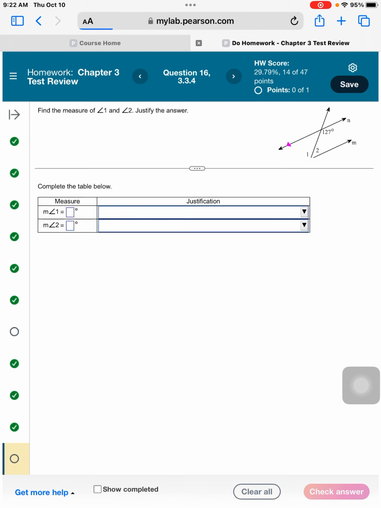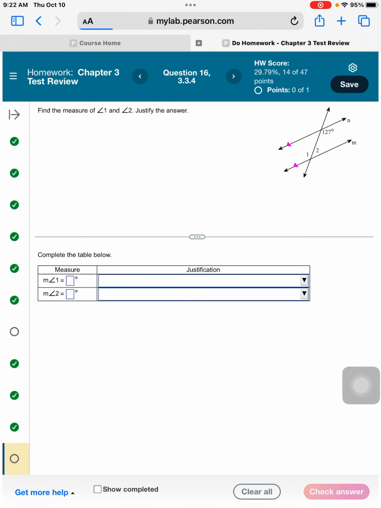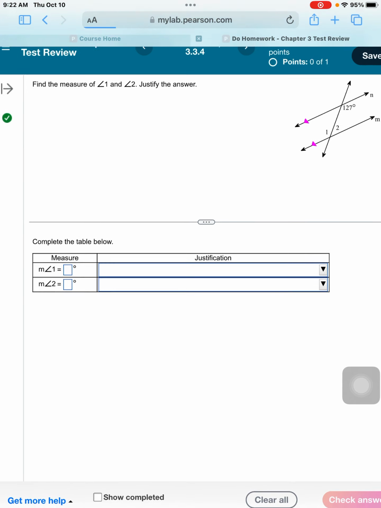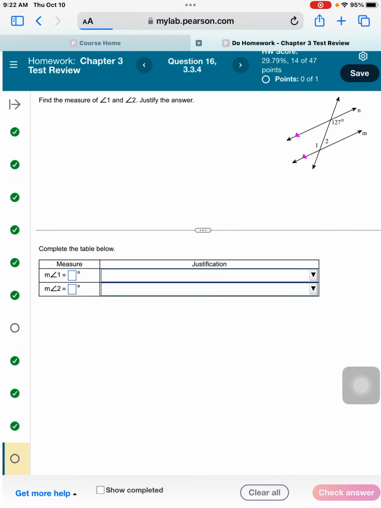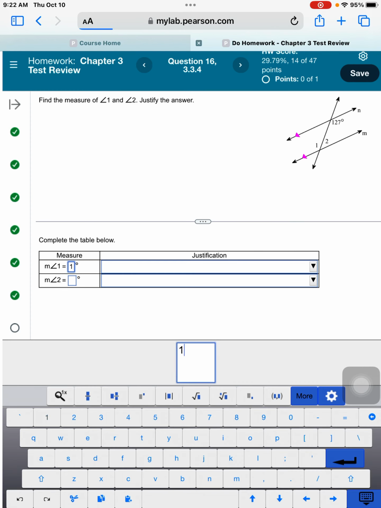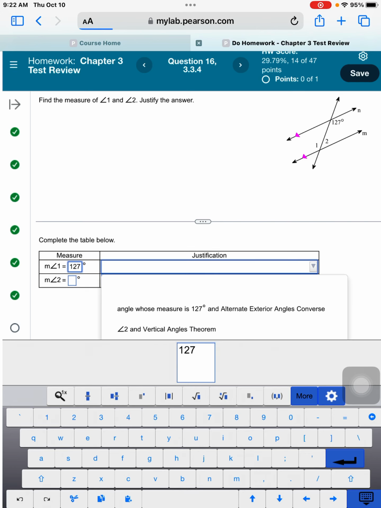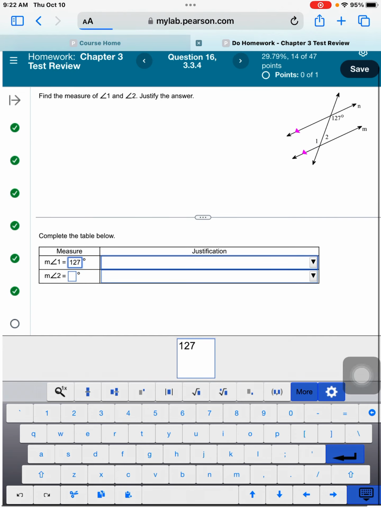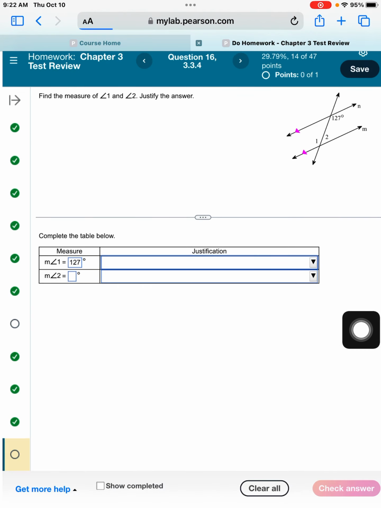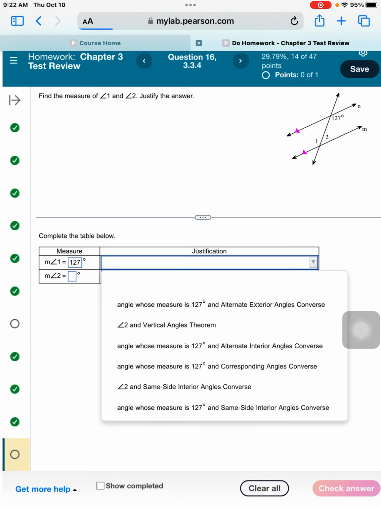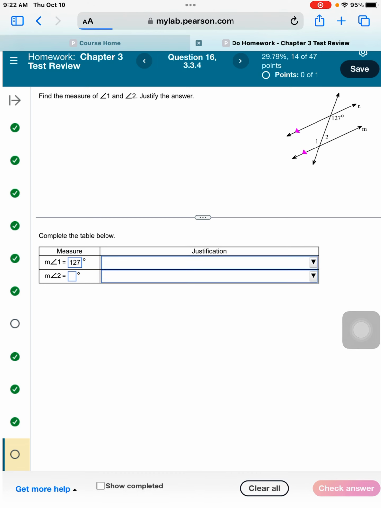Okay, so guys, this is a lot easier than you think. I know it's tricky, but let's do it one by one, okay? Find the measure of 1 and 2. Well, I know that measure 1 has to be 127, correct? Because what type of angles are 127 and measure angle 1? They're alternate interior angles. Now the reason, and I'm glad that we got here, now we're talking about converses, right? Look at these, converse, converse, converse.